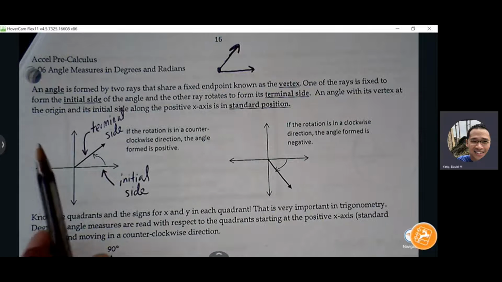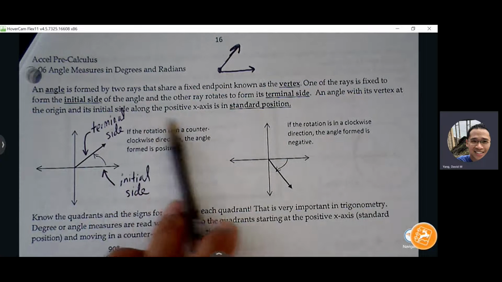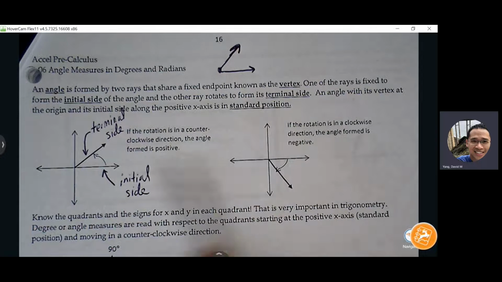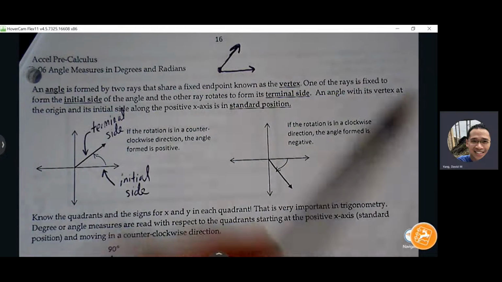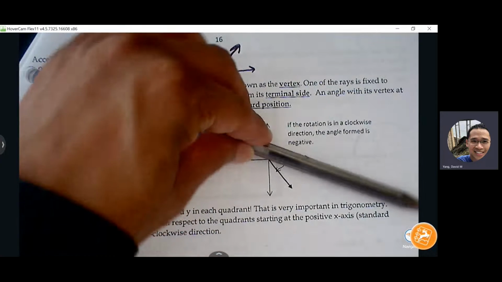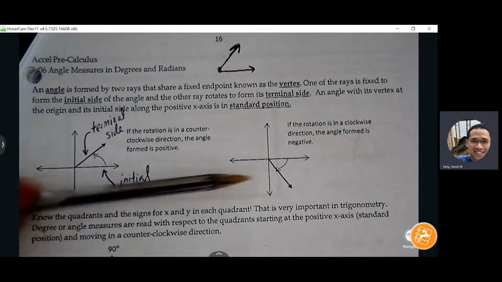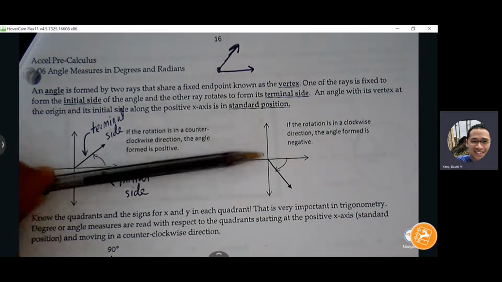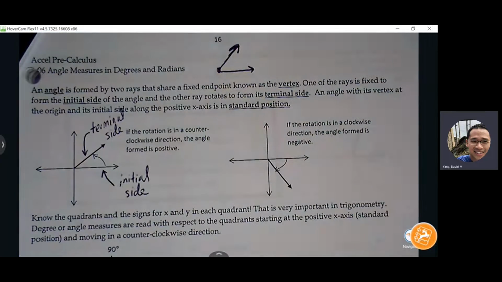An angle with its vertex at the origin and its initial side along the positive x-axis is in standard position. So we call this angle measure standard position. Now, any angle that starts on the x-axis and moves clockwise, we call a negative angle measure. So if this is 30 degrees this way, this will be positive 30. If this is also 30 degrees going this way, because we're going the other direction, that's a negative angle measure.